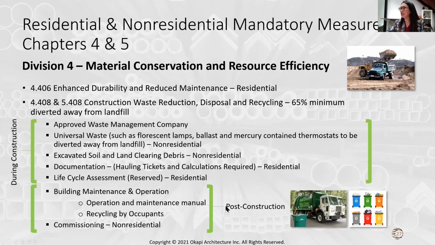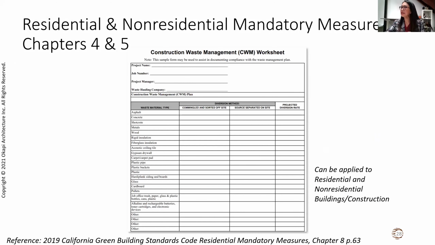The other item is after construction is done, post-construction, where you need to show the operation and maintenance manual passed down to the tenants or owners, and also show the recycling places and recycling locations for the occupants to put the recycled materials. And the other one is commissioning. Those are kind of new things. The good thing with CALGreen is they actually give you some tools; this is a worksheet for you to look at what that means in detail.